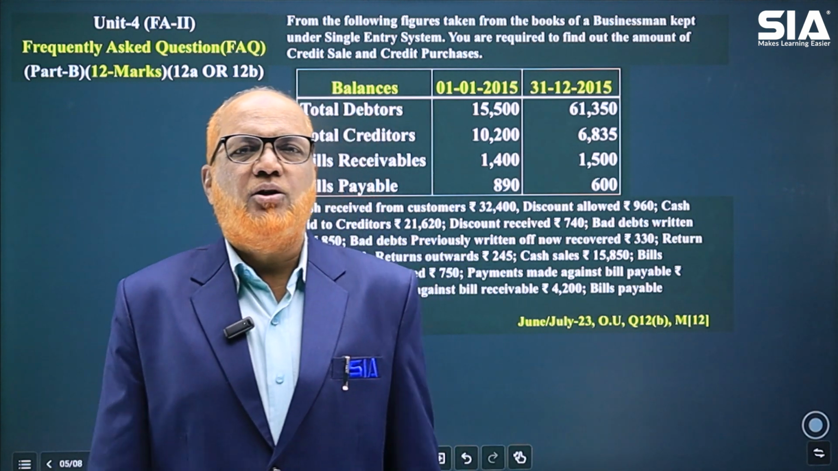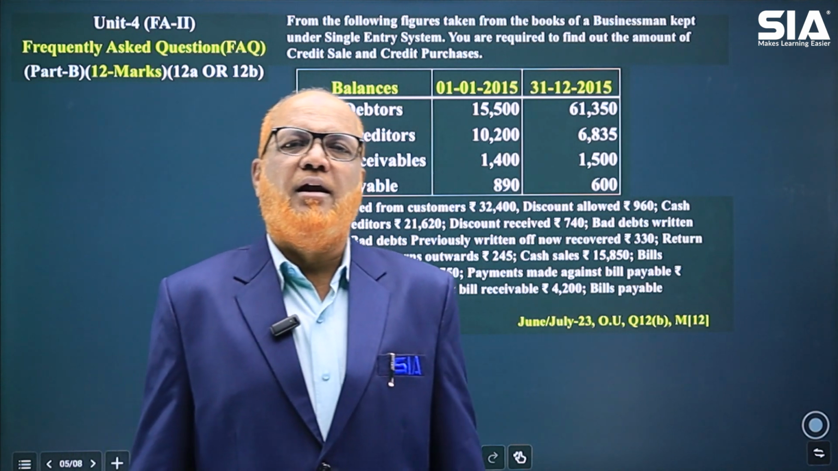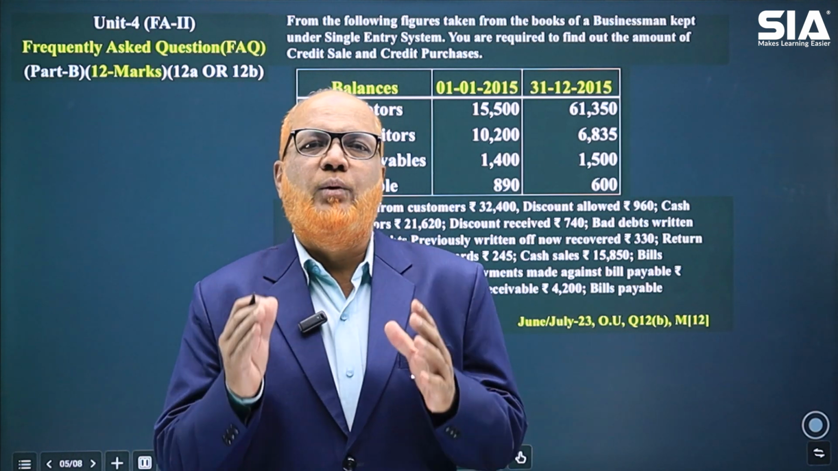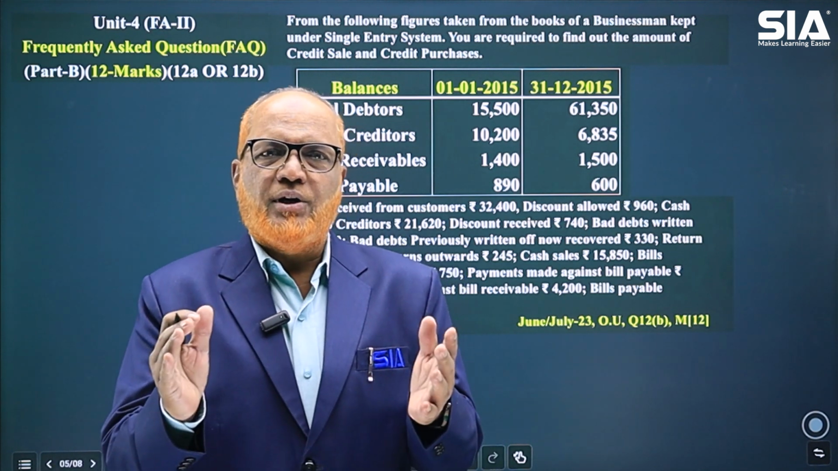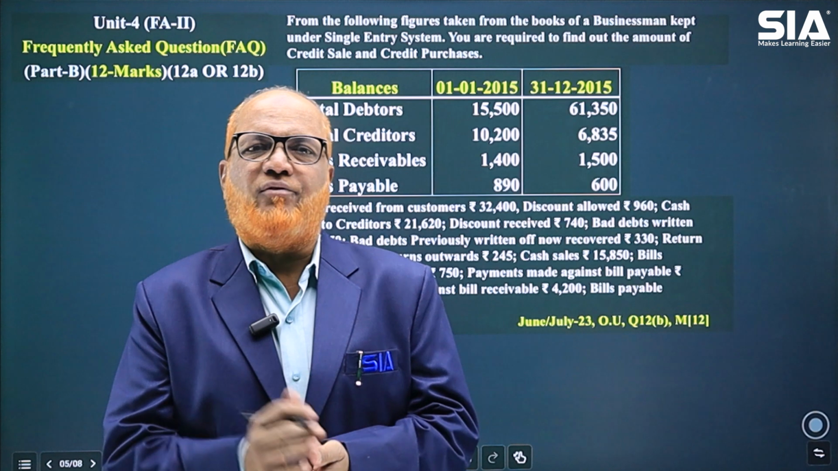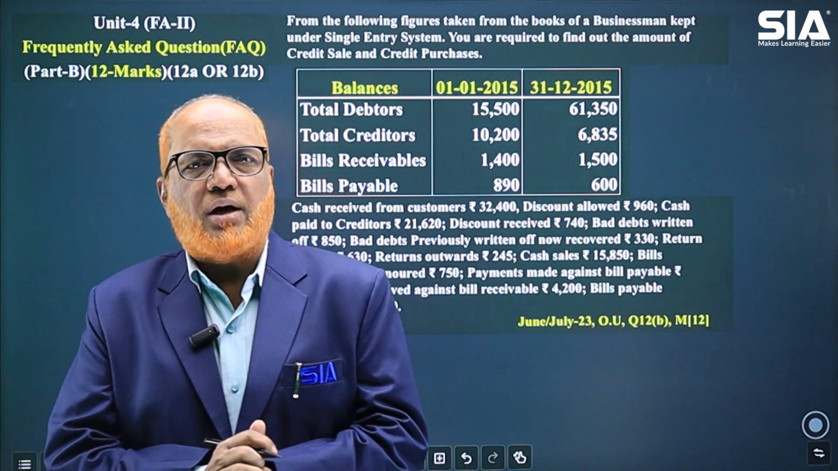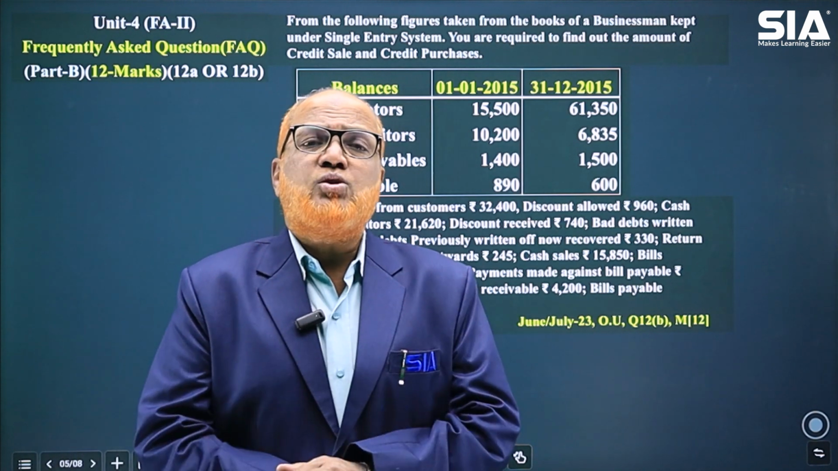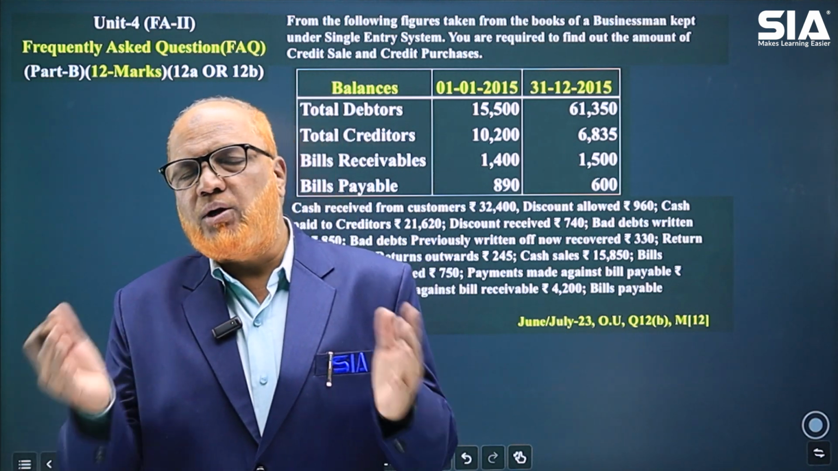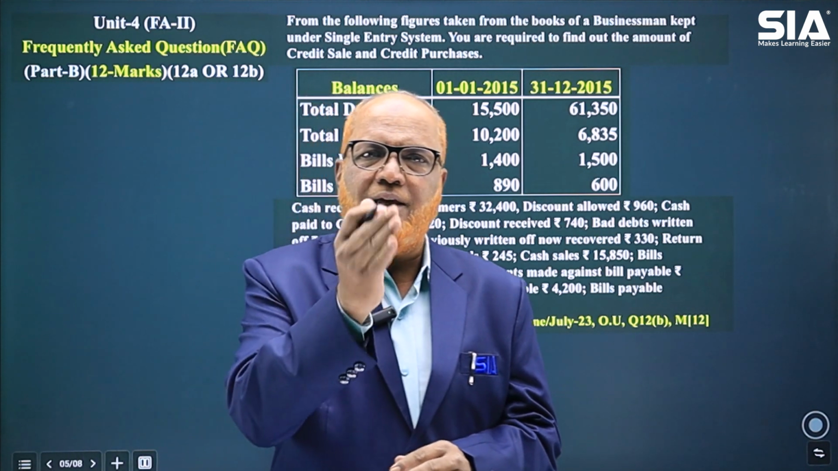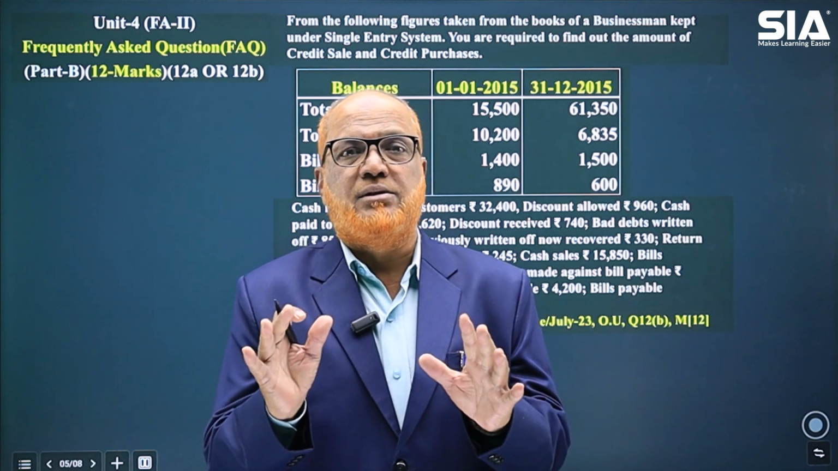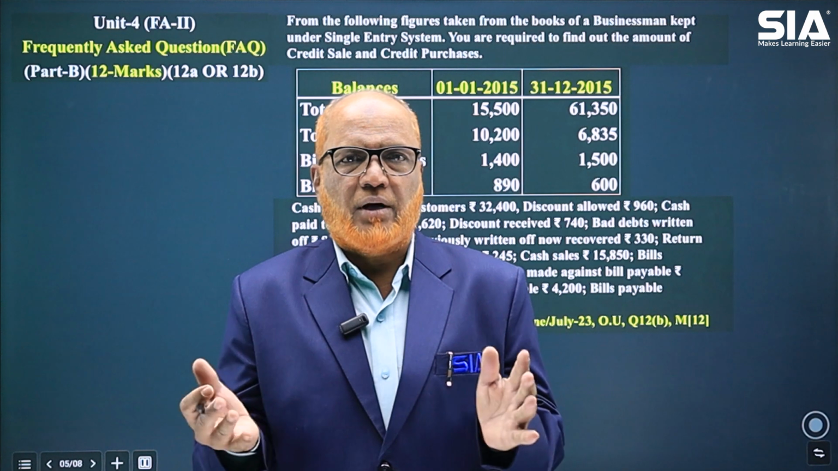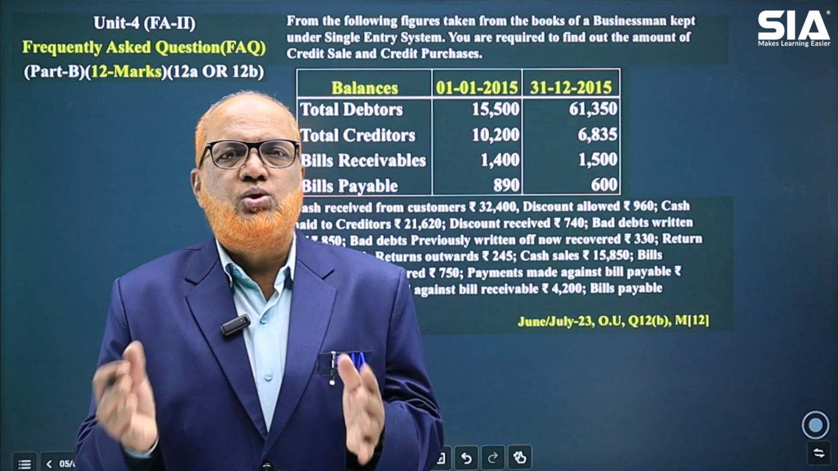So presently the topic going on is single entry system, which is in Unit 4 of Financial Accounting 2. From this unit, every year you will get one 4 marks question and one 12 marks question. The 4 marks question may be theory or maybe problem, but the 12 marks question compulsorily you will get the problem. Very rarely it may ask one theory, but problem will be compulsory, A or B, 12 marks.